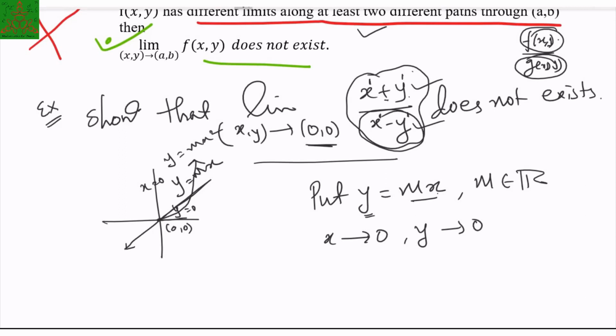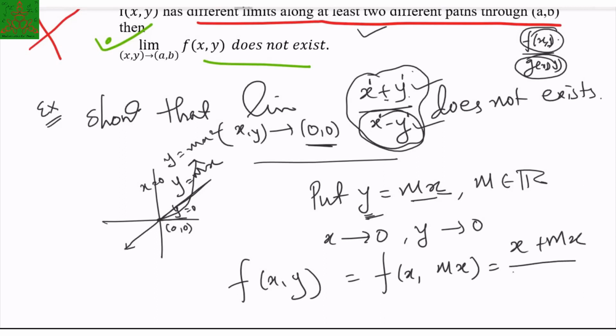So if x tends to 0, y tends to 0. What is the function f(x, y) I am having now? I am putting the value as y equal to mx. So this function will be (x plus mx) upon (x minus mx). Now x will be cancelled out in the numerator and the denominator, so we'll have (1 plus m) upon (1 minus m). So this will be the answer.